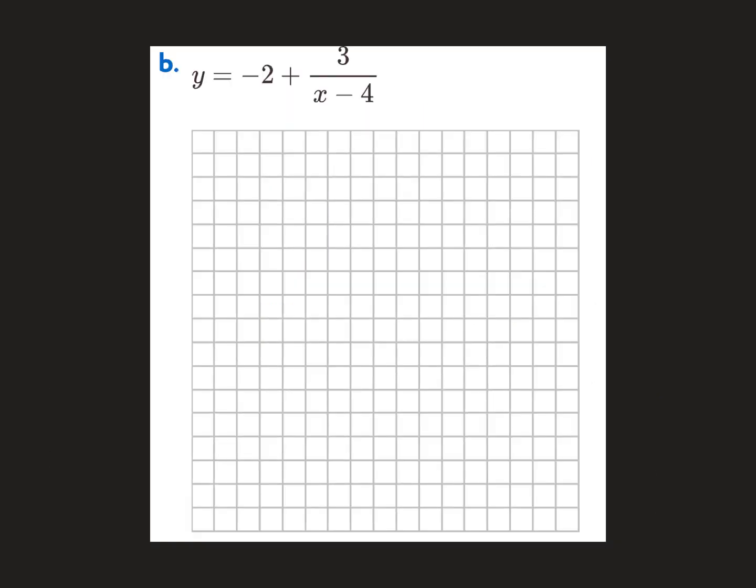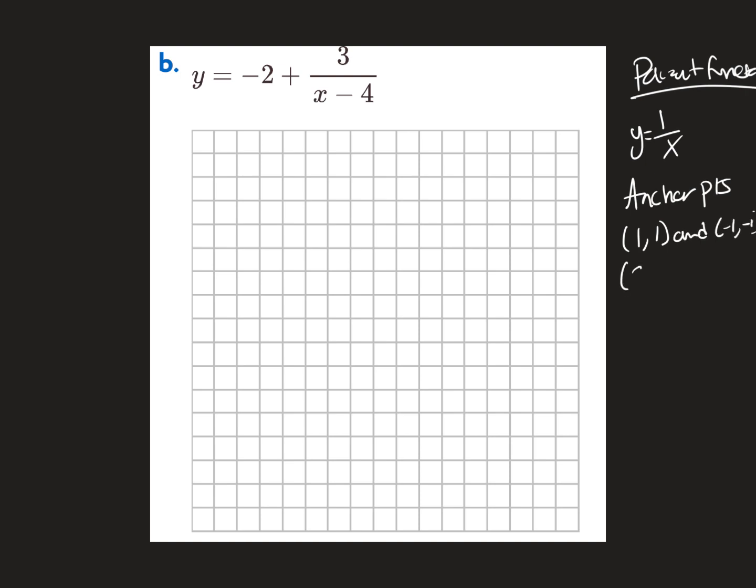All right, I'm going to re-explain everything I just said. Sorry for the redundancy, but some of us need it. So the parent function is y equals 1 over x, okay? So we know that our anchor points are 1, 1, and -1, -1. We know that it's 2, 1/2, and -2, -1/2. I think I'm saying them out of order, but it's fine. And then we have 1/2, 2, and -1/2, -2. Period 1. Are we good with that so far?